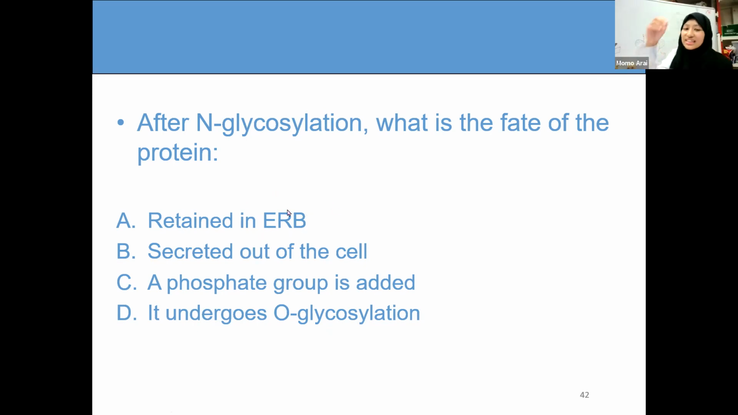That's what I meant. So it doesn't stay in it because it has to go out of the cell after it gets changed. And like I said, it gets into the endoplasmic reticulum so that it can be packaged and secreted out of the cell to perform its function. So it doesn't stay in the endoplasmic reticulum. There's nothing for it to do. A phosphate group doesn't need to be added. It's not necessary. And it doesn't undergo O-glycosylation because it's not a necessity. Is everyone clear with this?